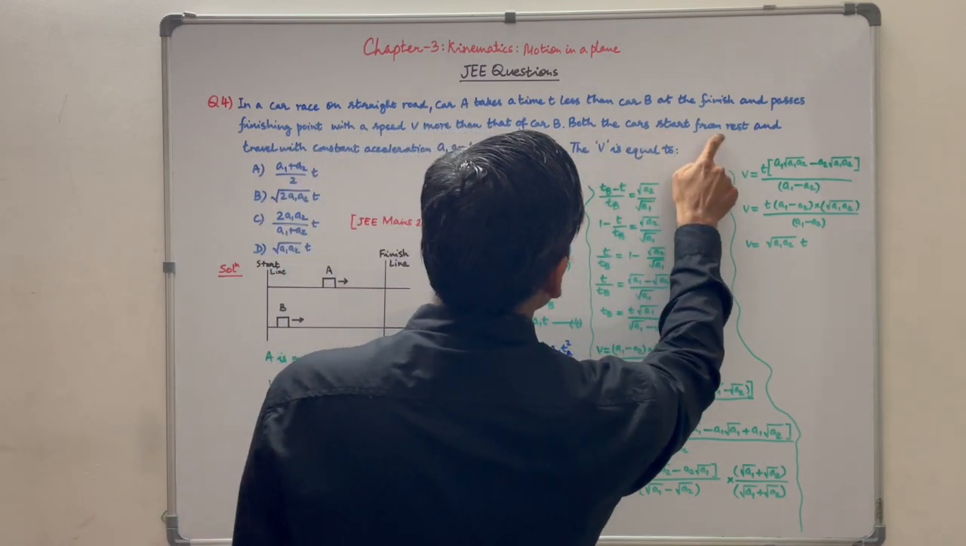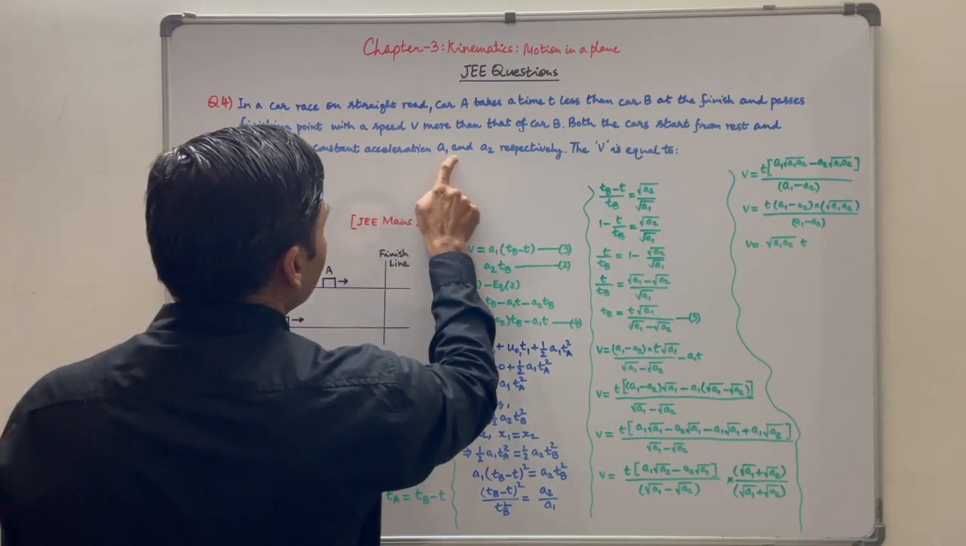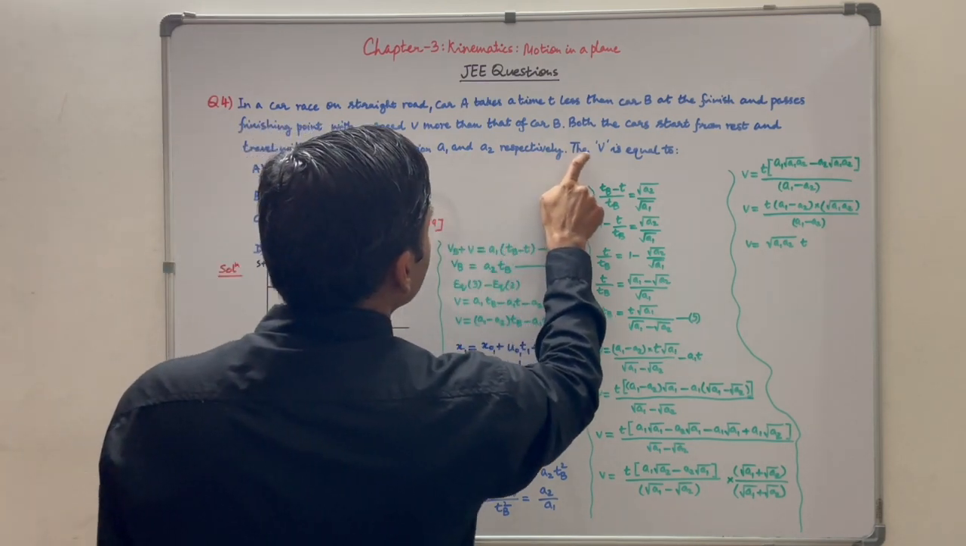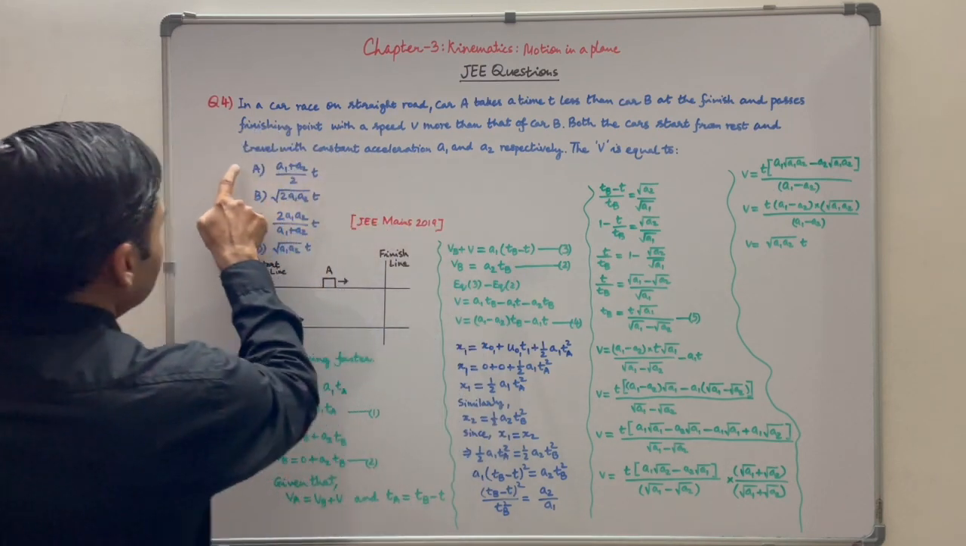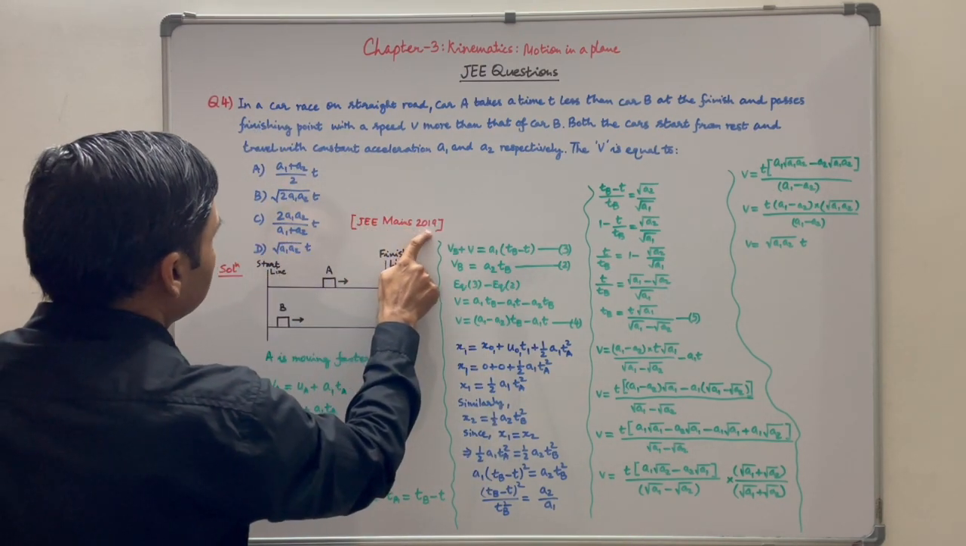Both the cars start from rest and travel with constant acceleration a1 and a2 respectively. The v is equal to. These are the options given. This question appeared in JEE Mains 2019.